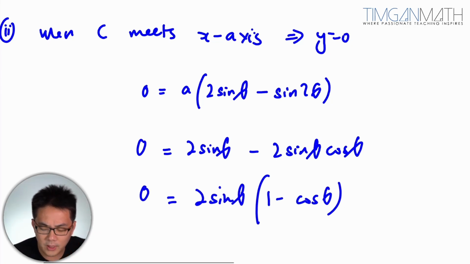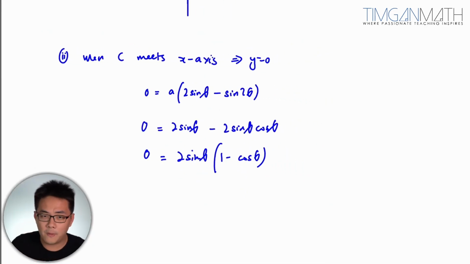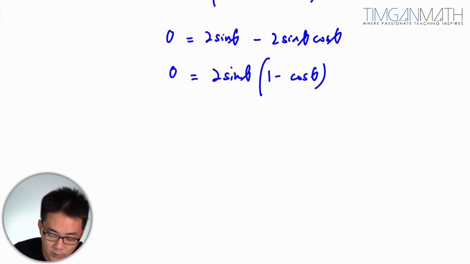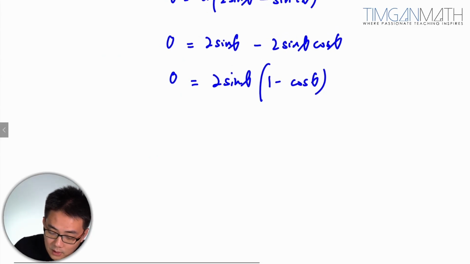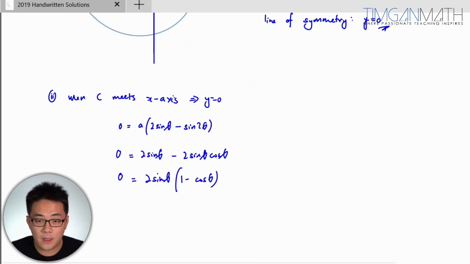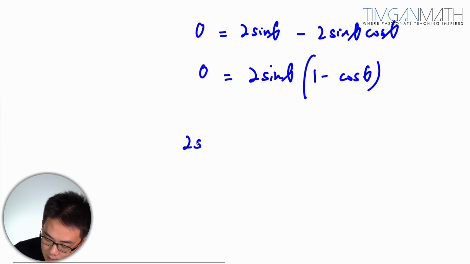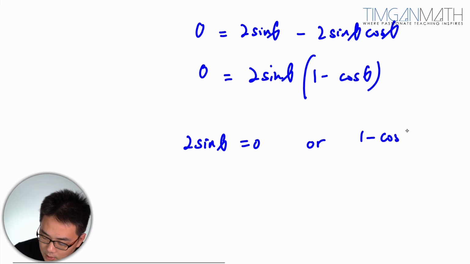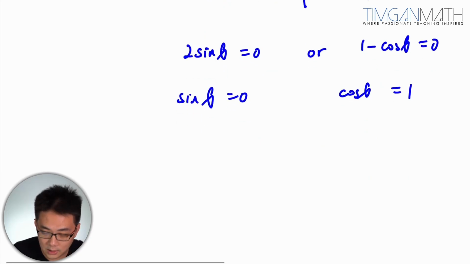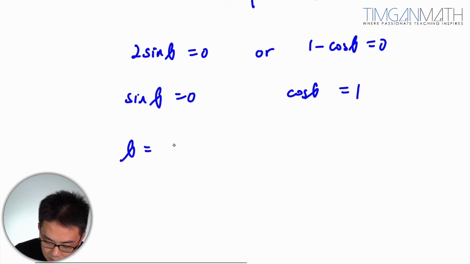Now you realize that A-level has been trying to test quite a bit of O-level additional mathematics stuff. This is one of them. So 2 sine theta, just do this properly. 2 sine theta equals 0, or 1 minus cosine theta equals 0. So sine theta equals 0, or cosine theta equals 1. Sine theta equals 0 will be theta equals 0.